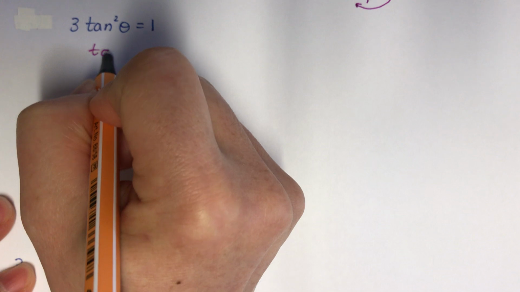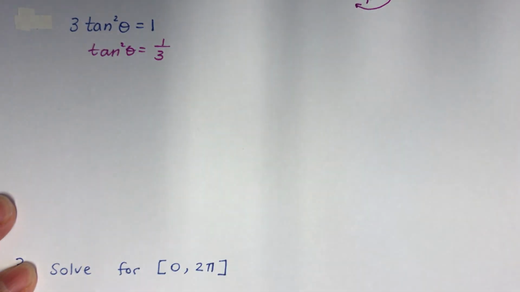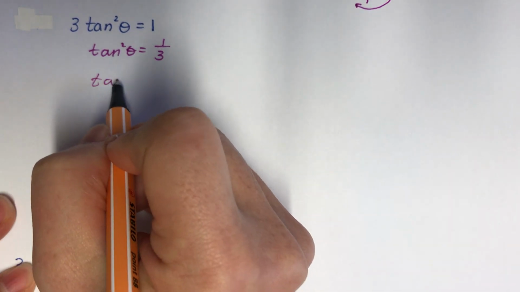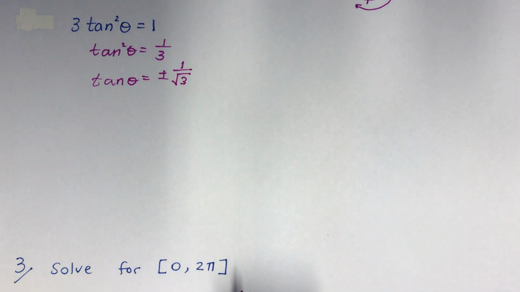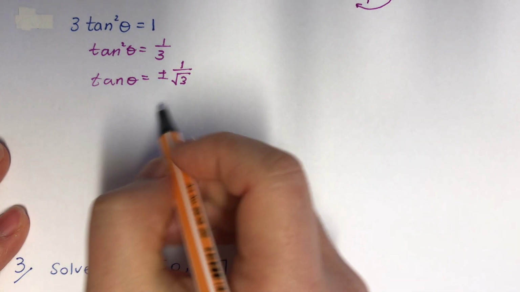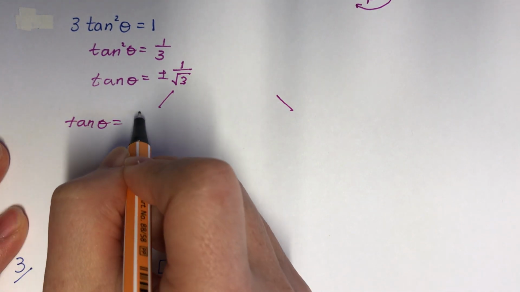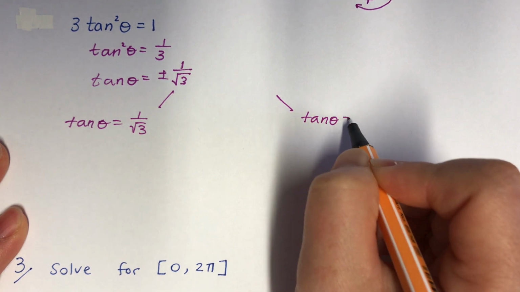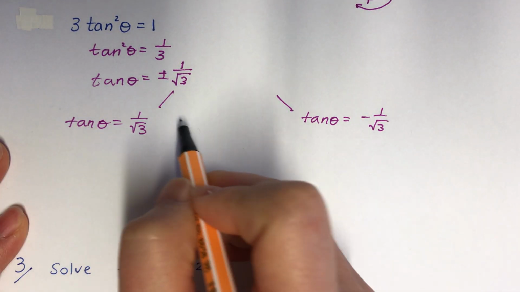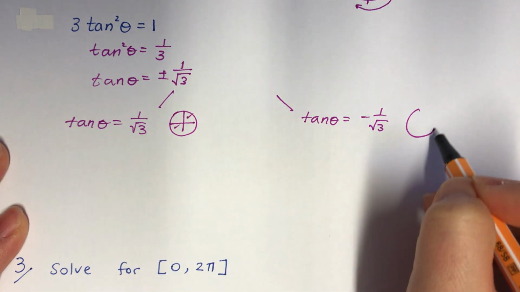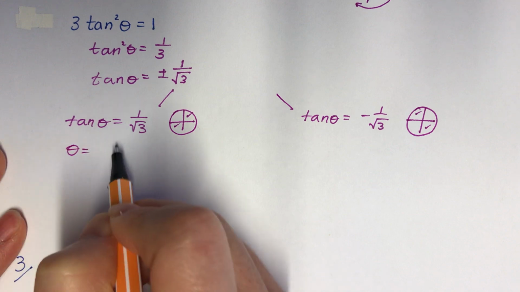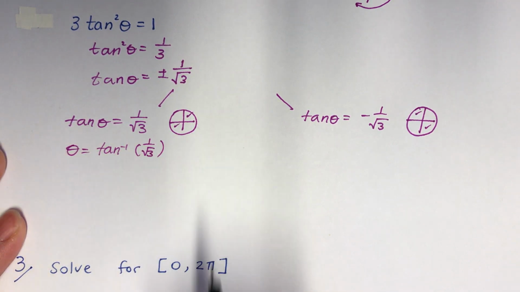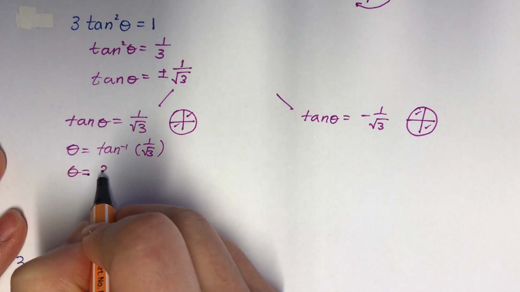So tan squared theta equals 1 over 3, and that means tan theta will be plus minus 1 over root 3. So you will get two cases, like we did before: tan theta equals 1 over root 3, and tan theta equals minus 1 over root 3. In this one, positive will be first and third, negative will be second and fourth. So theta is what? Tan inverse. When do we get 1 over root 3? That's when it is 30. So theta will be 30.